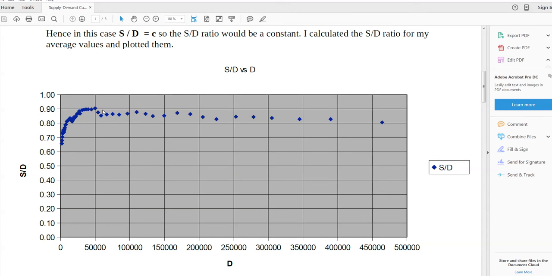The other feature is that as the demand gets higher, the supply gets further away from it. It starts to tail off. So it's harder to meet the demand as the demand gets higher. Again, this is probably what you'd expect.